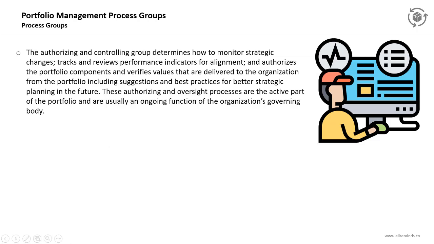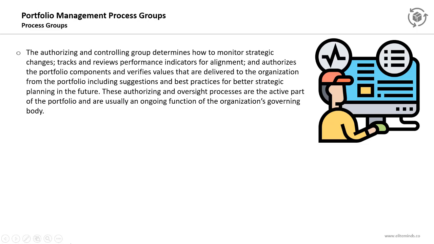This process group determines how to monitor the strategic changes and how to manage the impact of those strategic changes. All this will be part of this process group. How to track and review the performance indicators for alignment in the portfolio, and authorizes the portfolio components and verifies values that are delivered to the organization from the portfolio, including suggestions and best practices for better strategic planning in the future. So the key activities of this process group are all around managing the portfolio, providing the portfolio oversight, and managing and assessing the changes.